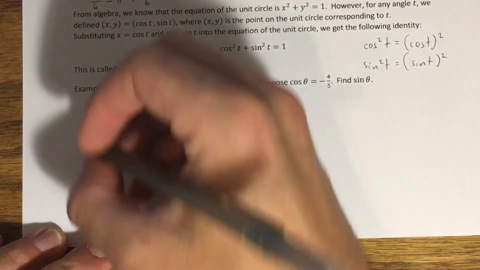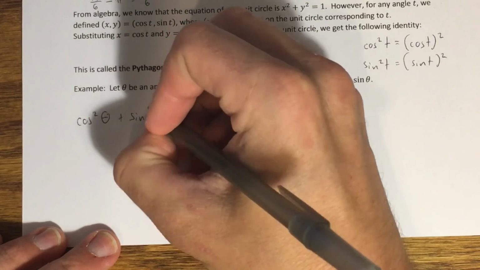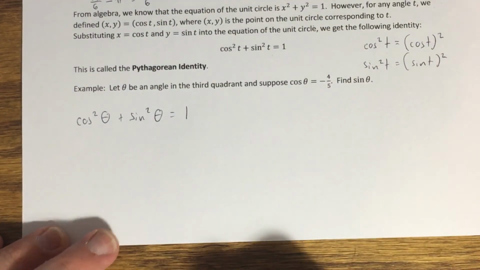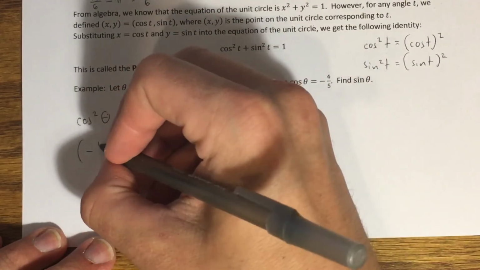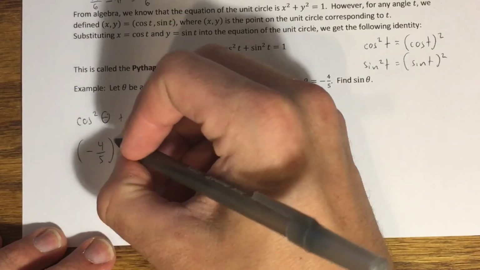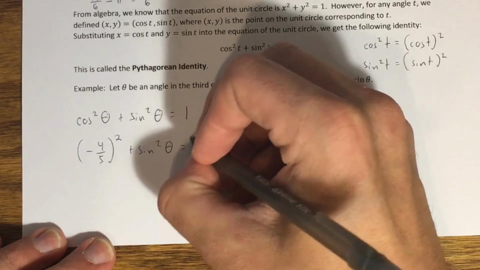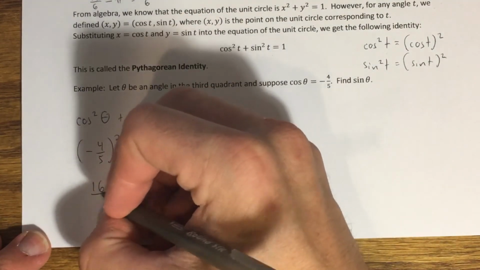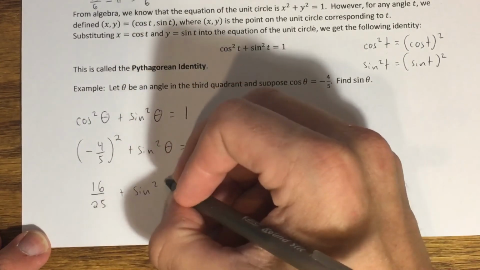According to the Pythagorean identity, cosine squared of theta plus sine squared of theta is equal to 1. Okay? But cosine is equal to negative 4/5. So if I plug that in here, (negative 4/5) squared plus sine squared of theta equals 1. What is (negative 4/5) squared? It's 16/25 plus sine squared of theta.